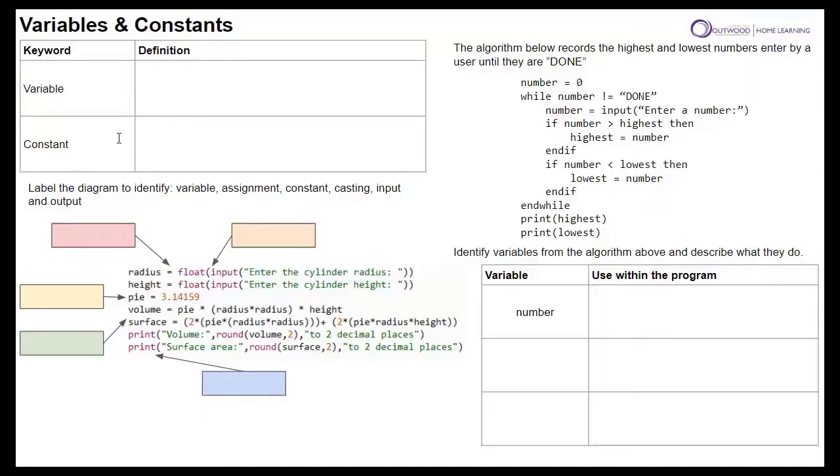Okay, so hopefully you've had a go at this activity about variables and constants. Just going to run through it now and make sure we've got that understanding in place. So starting at the top, you were asked to give a definition of a variable. Hopefully you put something along the lines of a variable is a value in a program that can be changed as the program is run.